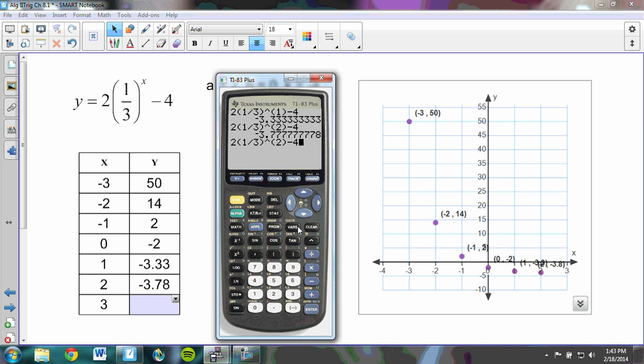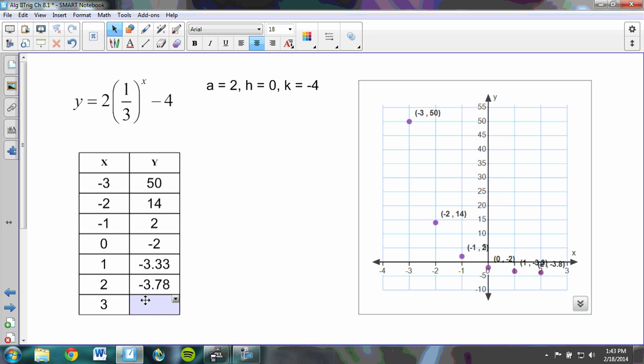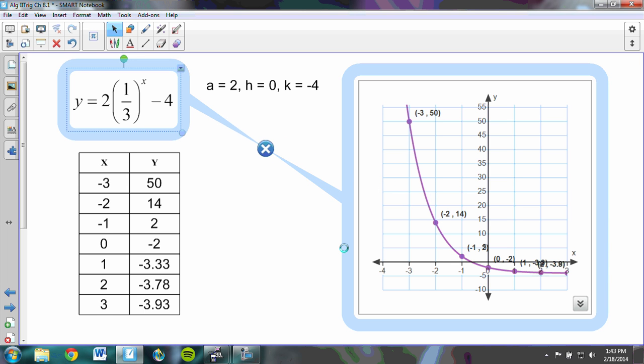Second enter for my previous equation. Change that 2 to a 3. Negative 3.93. There's that. And there's the curve to it.